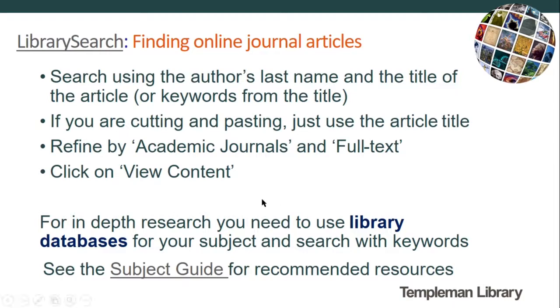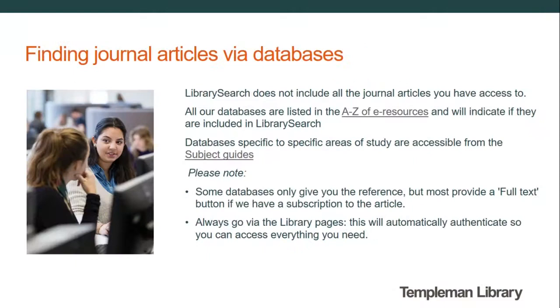We do also have subject guides for recommended resources as well. So I've put a little link into subject guides that you can go in, and then you can select a particular subject and see what are the recommended journal articles for that particular subject. If I was doing some research, say for example in law or in business, you could go to that subject guide and it would tell you what are the key databases to use for journals there. Okay, but for this example, I'm just going to go back into Library Search and I'm going to show you how it works when you're looking for journal articles.